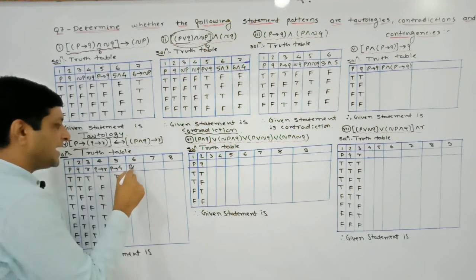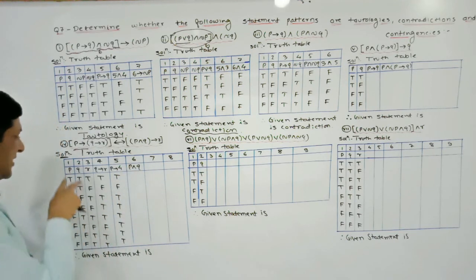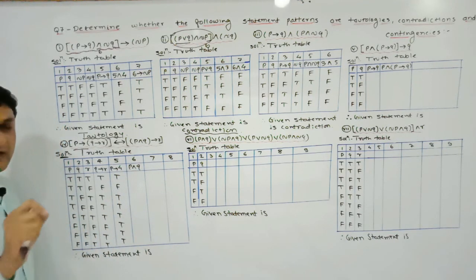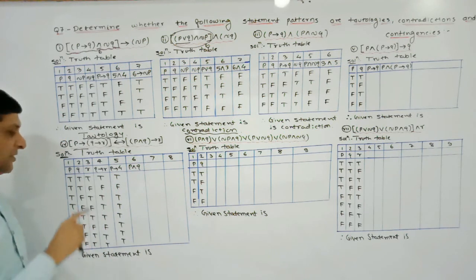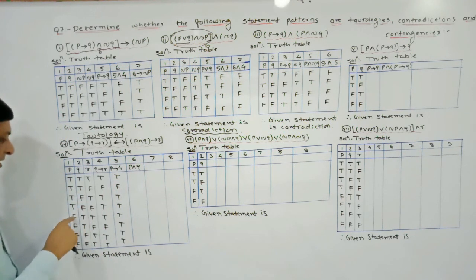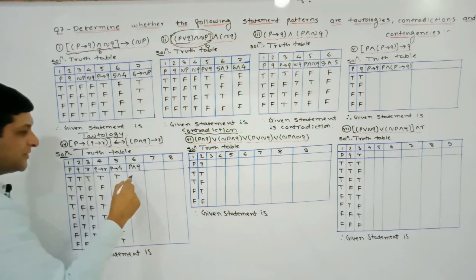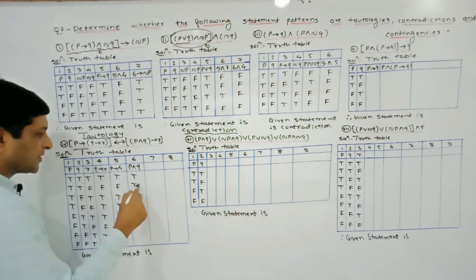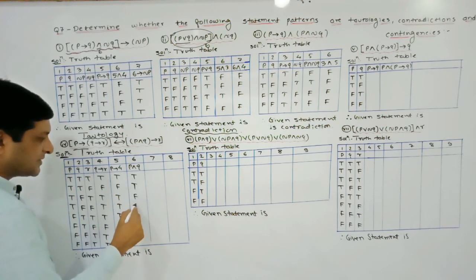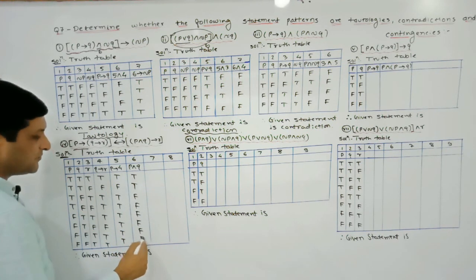P and Q. So let us try to find out AND of these 2 statements, and in case of AND, if one statement is false, AND will be false. So true, true, false, false, false, false, false, false. Means what result we are getting? True, true, then false, false, false, false, false, false, isn't it?